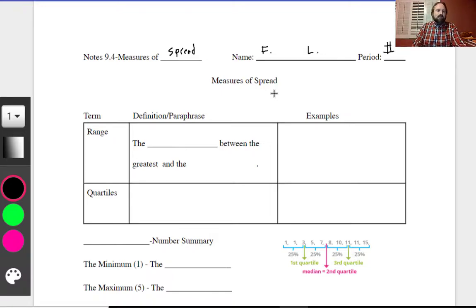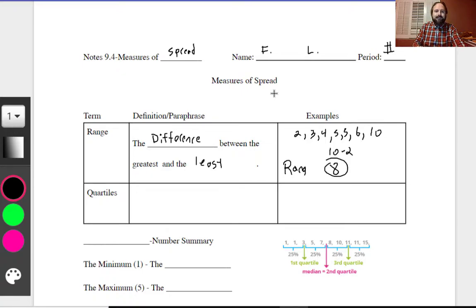So, first things first, remember that range is the difference between the greatest and the least. So for example, if I have some data like 2, 3, 4, 5, 5, and then it goes to like 10, well, that's just 10 minus 2. The range is 8. That's it. Now we're going to be using that later when we're talking about interquartile range, so bear with that.